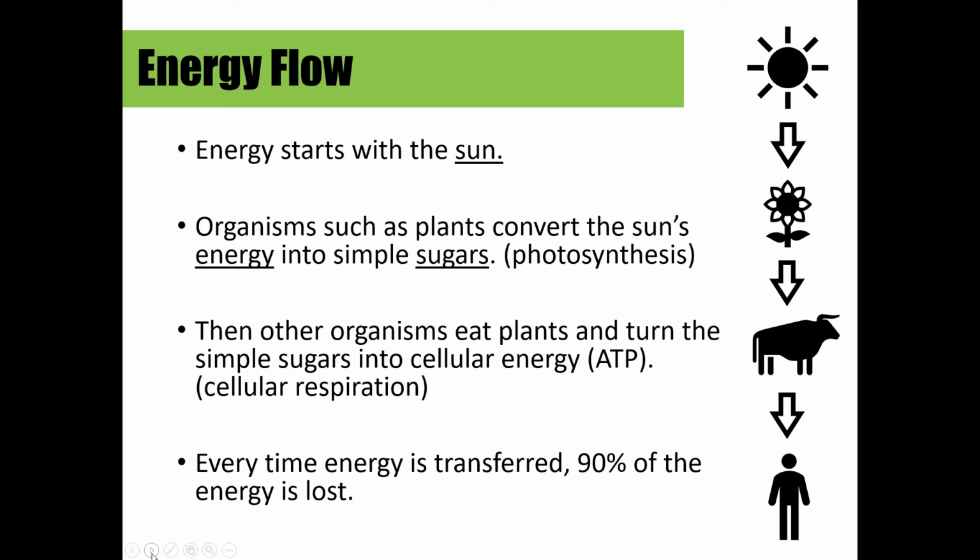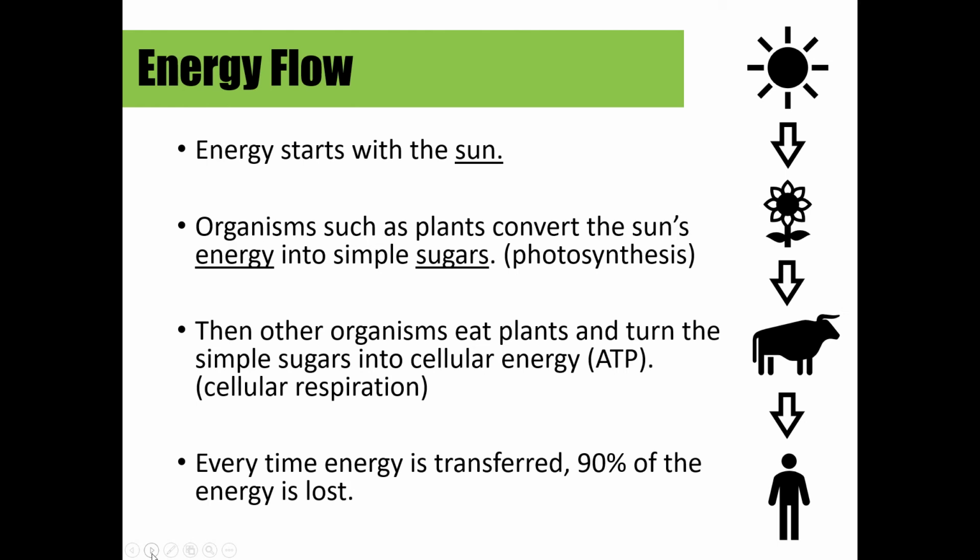And then what's going to happen is other organisms are going to eat those plants, those carbohydrates, and turn those sugars into cellular energy, which we will refer to as ATP in this unit. And that process is called cellular respiration. And then when we get into our energy flow lesson, one of the things that we are going to learn is that every time energy is transferred throughout the trophic pyramid, 90% of that energy is lost. And we know from physical science that energy is not really lost. It's not created or destroyed, but it is transferred elsewhere, not to the organism that is consuming the other organism.